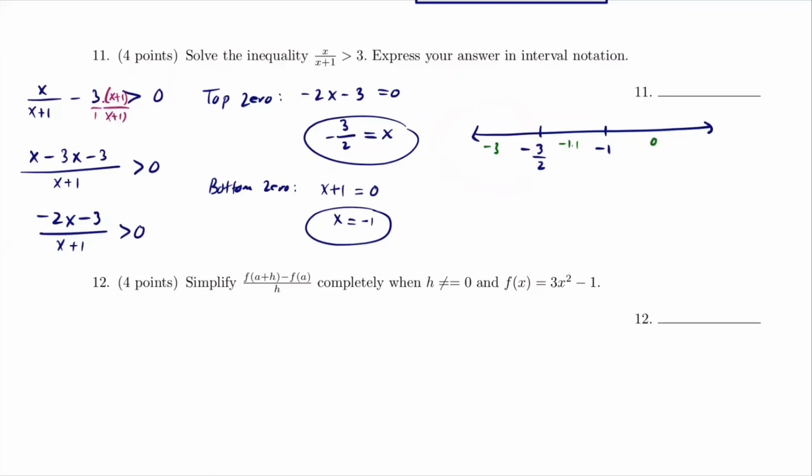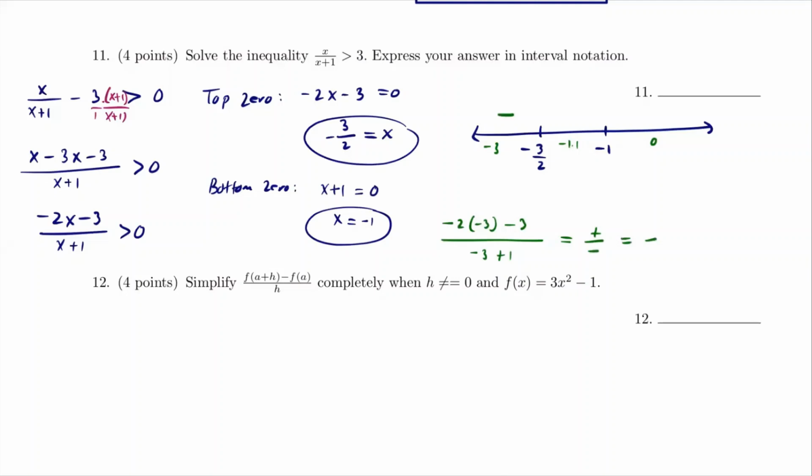All right, so let's plug them in here. This is the simpler one to test. So if I plug -3 into that expression, we get -2 times -3 minus 3 over -3 plus 1. On the numerator, we're going to get a positive value, on the denominator a negative value, so overall it's negative. So in this interval, it's negative.